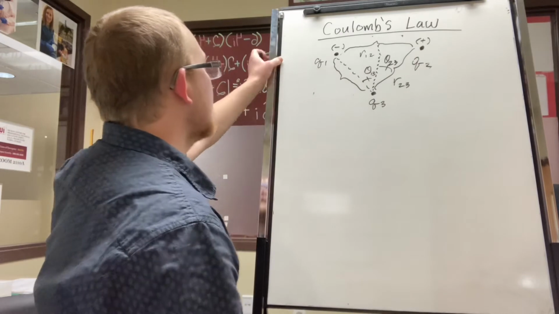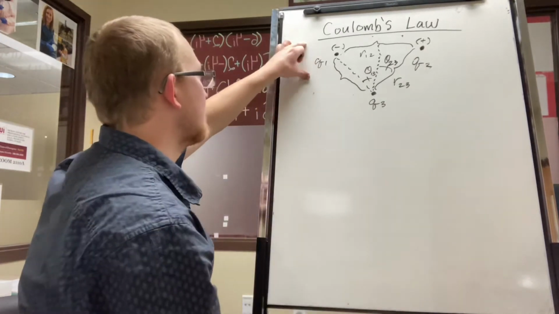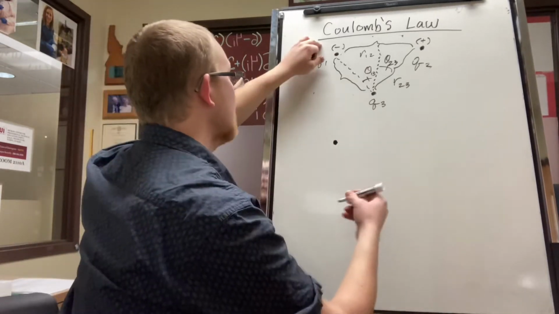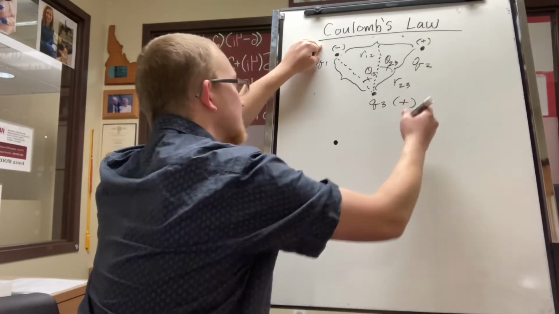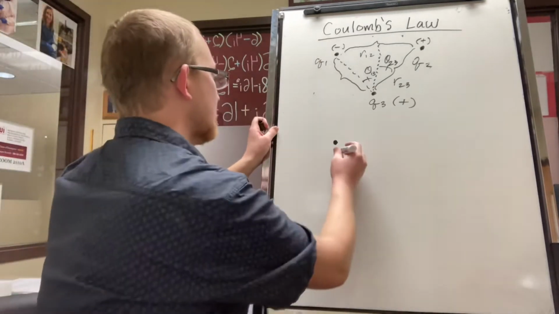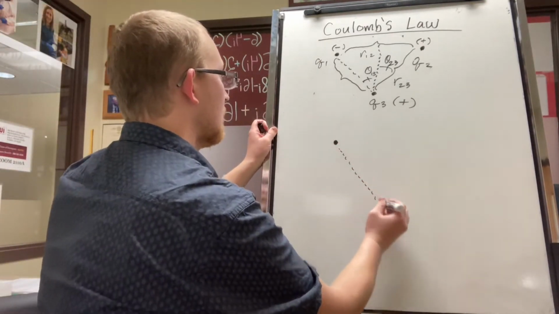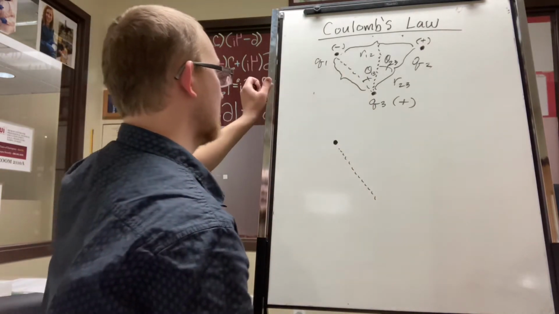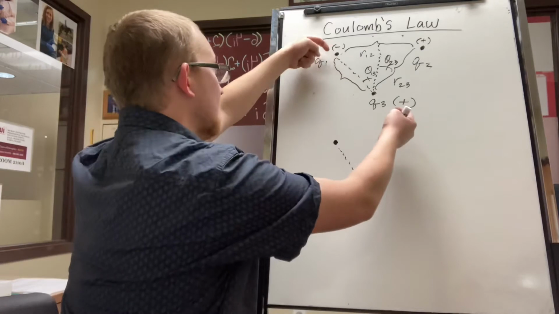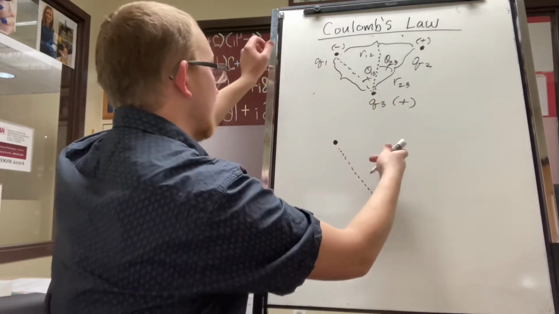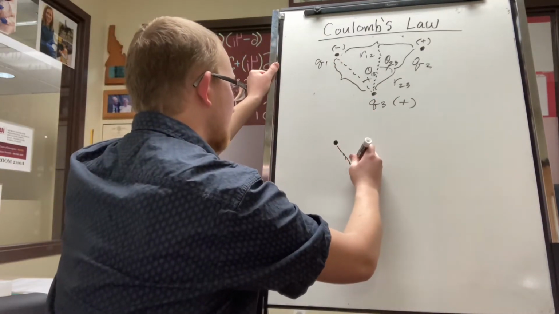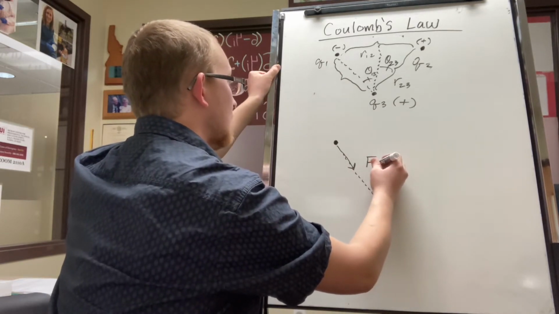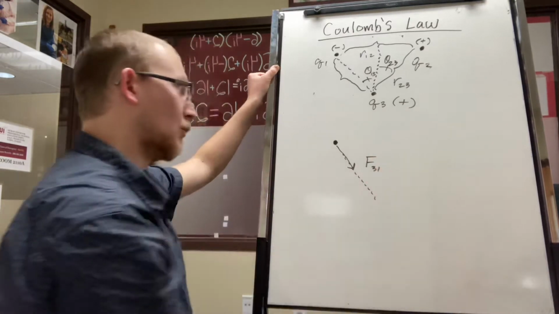So yes, let's draw a picture here. Let's focus in on Q1, and Q1's negative. I'm going to make Q3 positive. So if Q3 is positive, what would be the force caused by Q3 on Q1? Well, they're dissimilar charges, so they're going to attract. Q3 is pulling on Q1, so this is going to be the force caused by Q3 on 1.